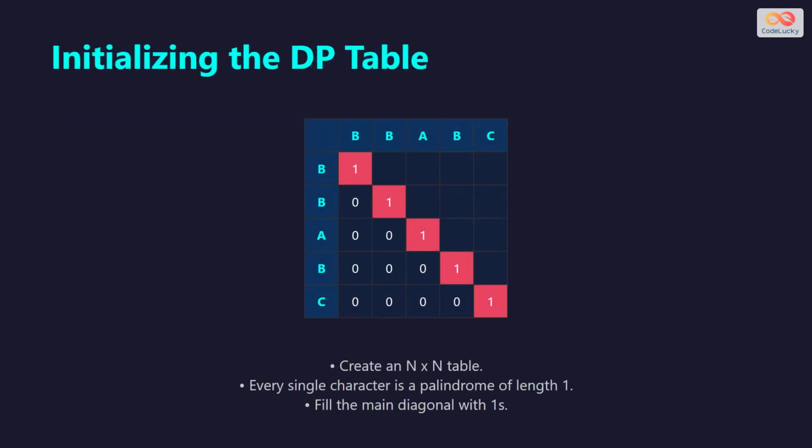To implement this iteratively, we use a 2D table. The rows and columns represent the start and end indices. We initialize the main diagonal with 1s because every single character is a palindrome of length 1 on its own.